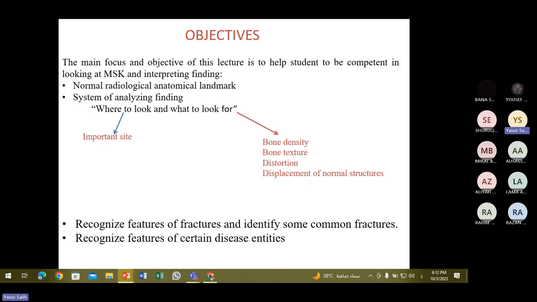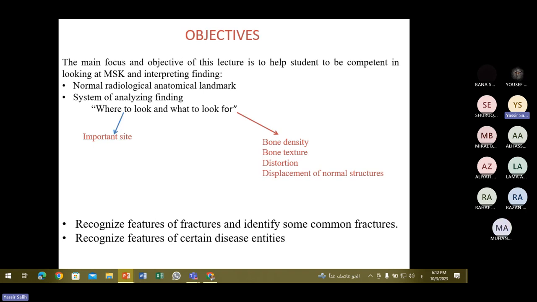Always I stress this point: clinical data is very important. You have to link and correlate between the clinical data and radiological findings. Also in this lecture, inshallah, we are going to discuss fractures, identify some common fractures and the features of fracture in general, which have been discussed in the MSK block. Also, we are going to discuss the common MSK diseases, their features on the different imaging modalities, and the clinical presentation of some of these diseases.